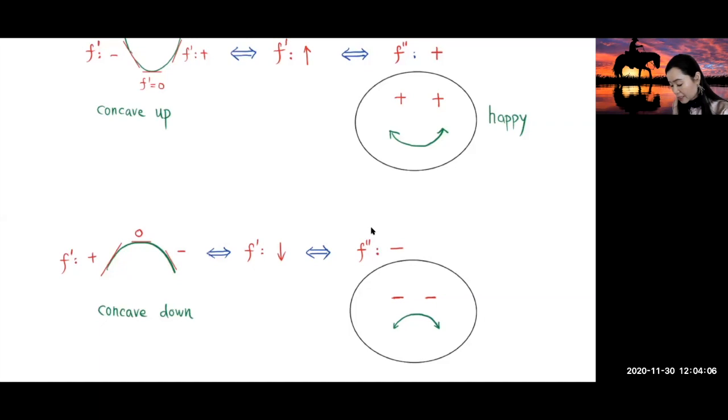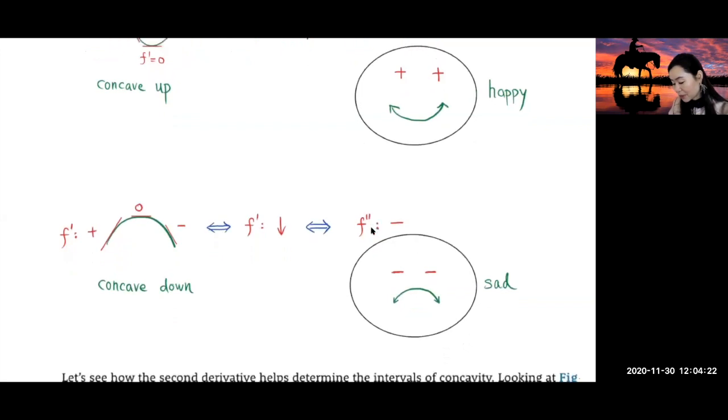Okay, so we have a concave down. When you are sad and your eyes are closed and your mouth goes down, right? So that's the sad face. Okay, so that might help you to remember the relation between the second derivative and the graph of the function.